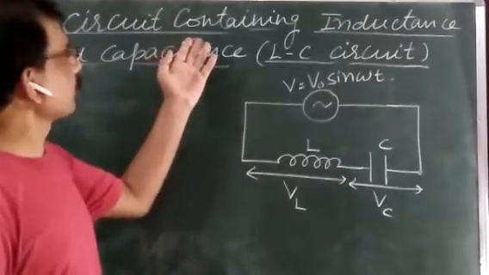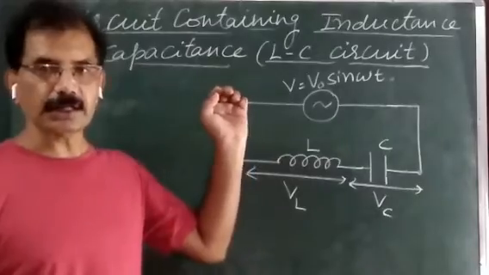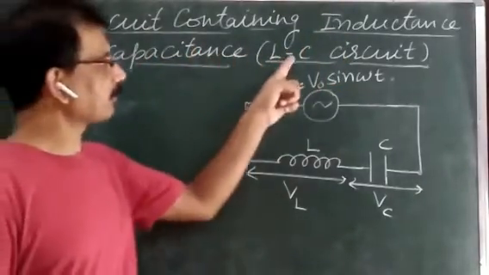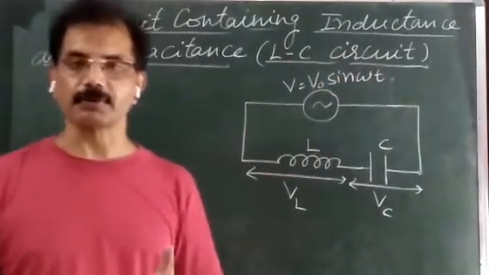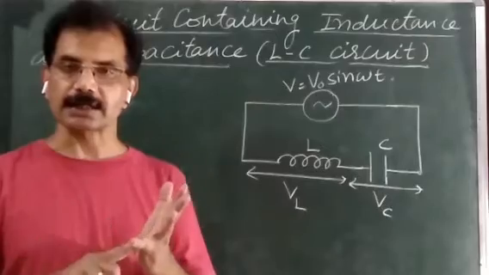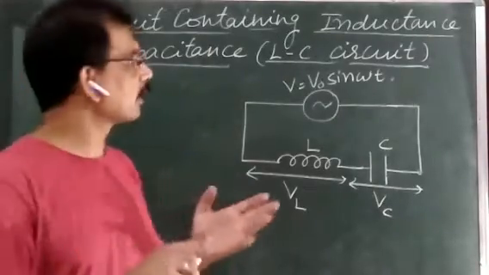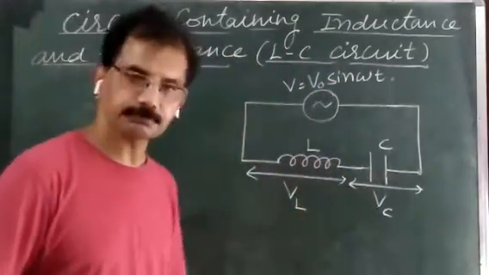In this video, I am going to discuss the different types of AC circuit, and in which circuit containing inductance and capacitance, meaning the LC circuit. In the previous video, I already discussed the circuit containing inductance and resistance, the LR series circuit and CR series circuit, and now today I am going to discuss the LC series circuit.